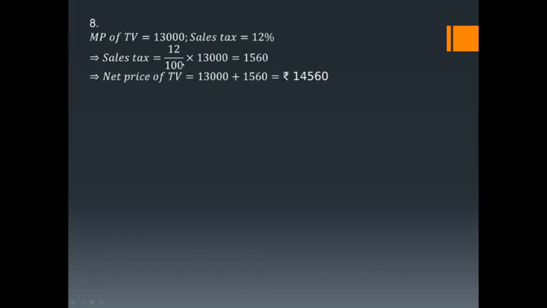12%, that means 12 by 100 into the marked price of the TV, that is 13,000. After simplifying this, you will get 1,560. That is the sales tax. So the sales tax must be added to the marked price. That is the net price of the TV going to be. That is 13,000 plus 1,560 equal to 14,560.